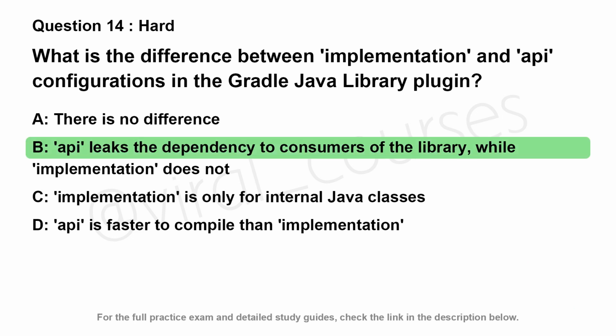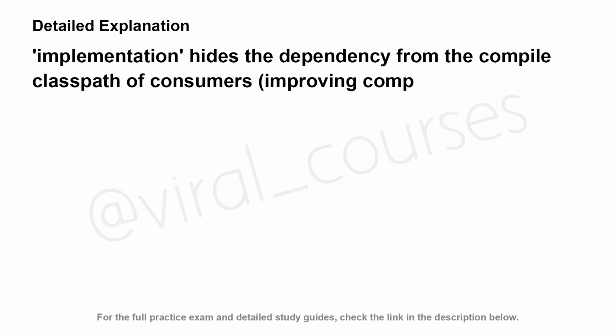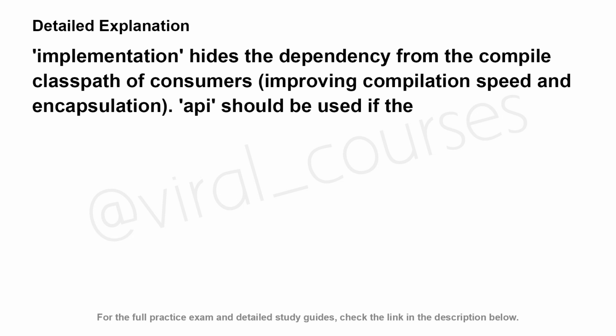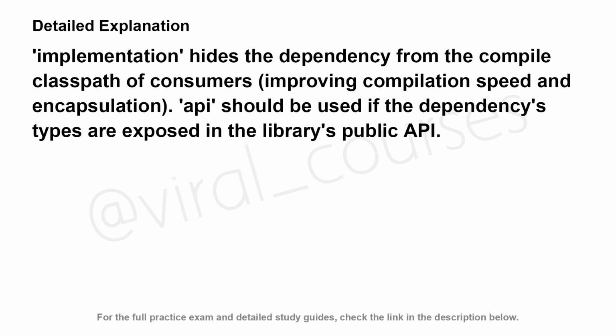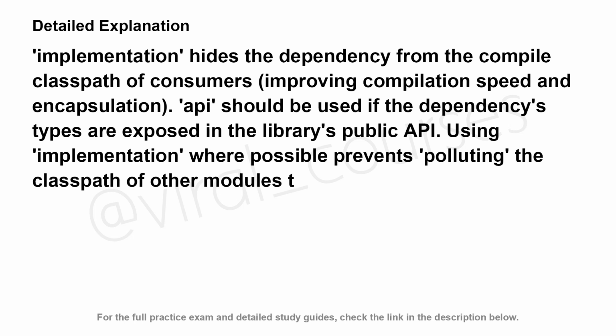The correct answer is B. Implementation hides the dependency from the compile classpath of consumers, improving compilation speed and encapsulation. API should be used if the dependency's types are exposed in the library's public API. Using implementation, where possible, prevents polluting the classpath of other modules that depend on your module.